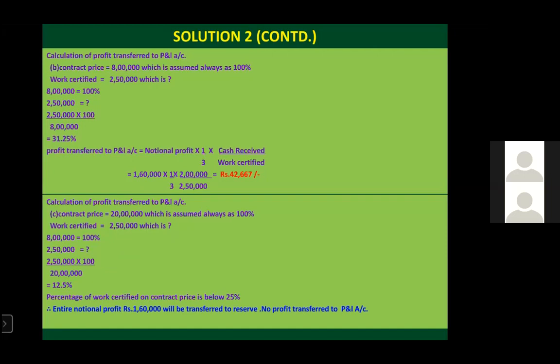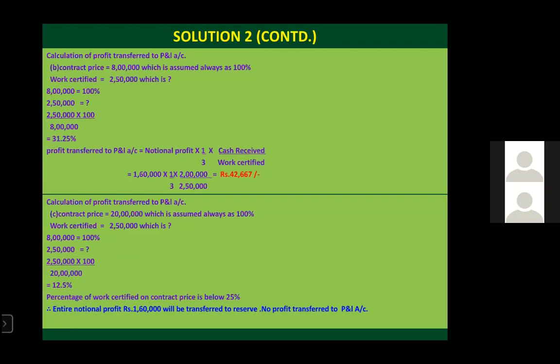Calculation of profit transfer to P&L account if the contract price is 8 lakhs, which is always assumed as 100 percentage. Work certified is 2 lakh 50,000. So how do we calculate? 8 lakhs is equal to 100 percentage, means 2 lakh 50,000 is equal to what? Then you will come to know 31.25 percentage, so we can apply the second golden rule, that is the 1 by 3 rule. So apply the rule and calculate the notional profit.